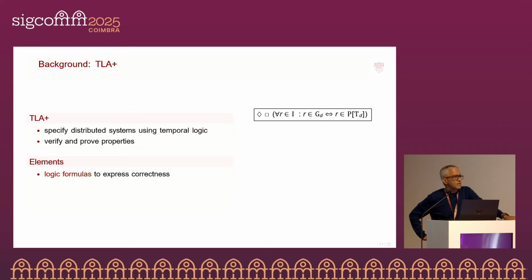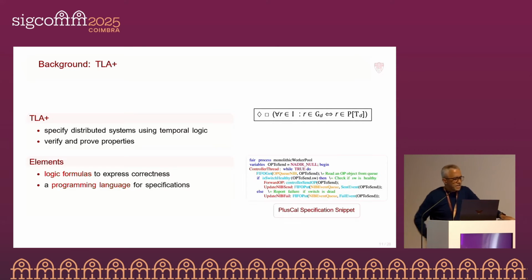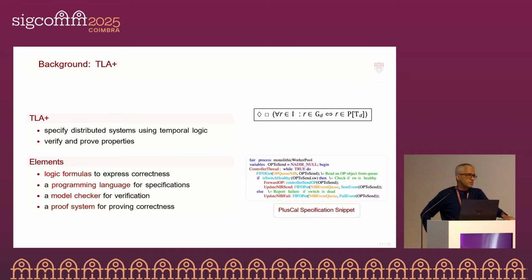The first element of TLA+ is that you need to express these correctness conditions that you're interested in terms of logic formulas. And the formula on the right is an example of such a logic formula. The second is there is a programming language for these specifications. And so, as this picture shows, this is a declarative language that allows you to specify. It's called PlusCal. In addition, TLA+ has a model checker for verification and a proof system for proving correctness.